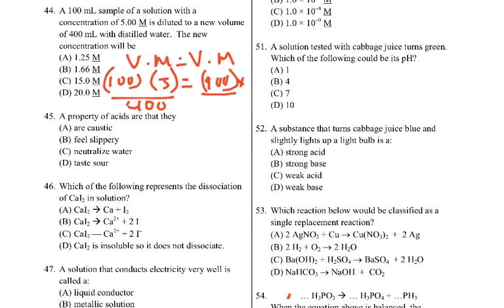And that's going to be 100 over 400, 1/4 of 5, 1.25 molar. Okay, property of acids, they are sour. Okay, nothing neutralizes water. Slippery and caustic, those are bases.